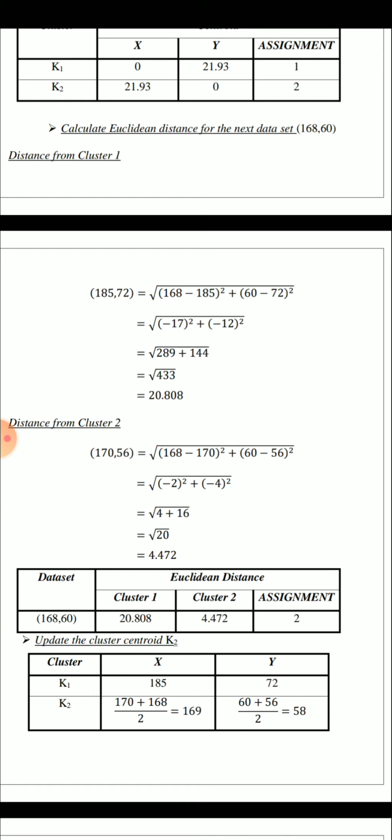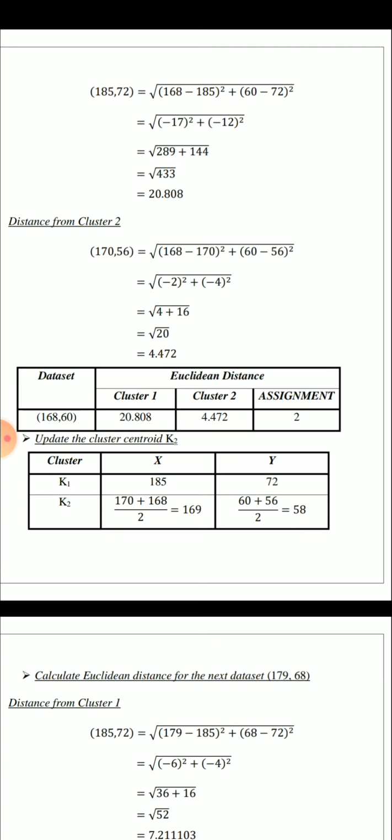And update the cluster centroid. We have to update the cluster centroid k2. It can be calculated by the formula. K1 is 185, 72 and for k2, x is 170 plus 168 by 2, that is equal to 169. Y is 60 plus 56 by 2, that is equal to 58.